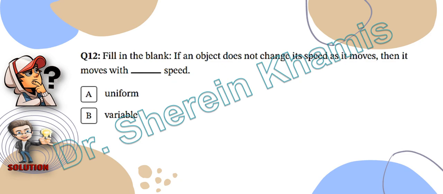Question number 12. Fill in the blank. If an object doesn't change its speed as it moves, then it moves with. We said that it doesn't change its speed, so its speed will be uniform or constant speed. So the body moves with uniform or constant speed. We can also say regular speed. So the body's speed doesn't change. This is the last question of this group.